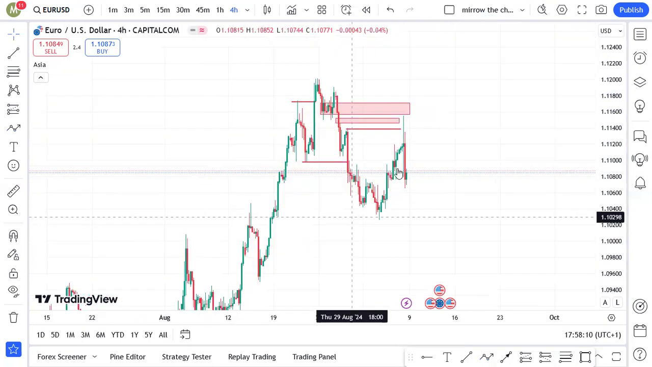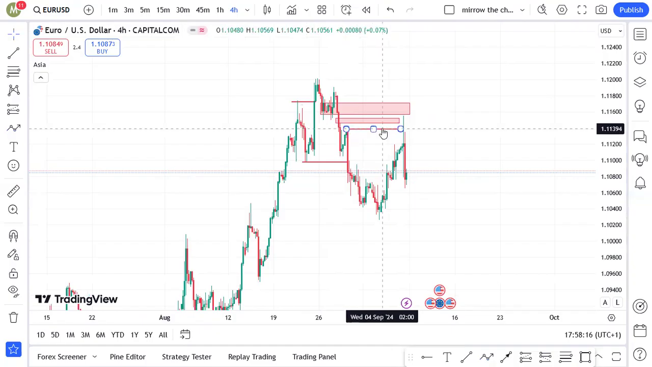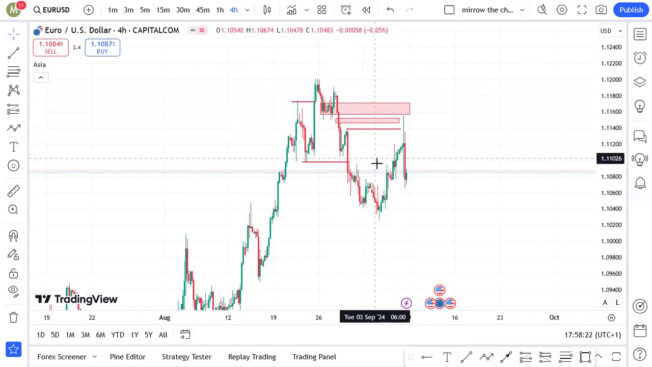Now, let's look at this one. You see, price left a breaker block, an order block, a swing point on the lower time frame inside that range structure, and a fair value gap inside that range structure. You see how these components that I mentioned are what make a valid range structure.